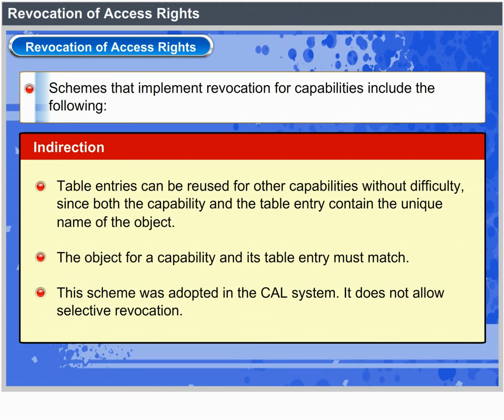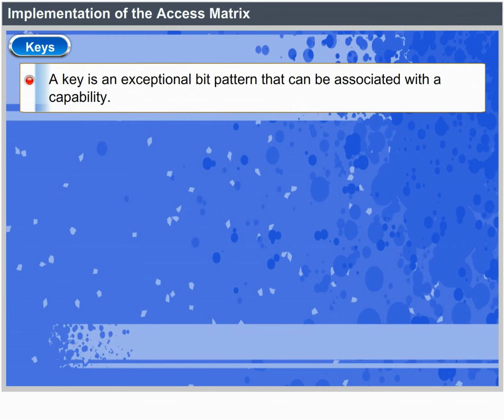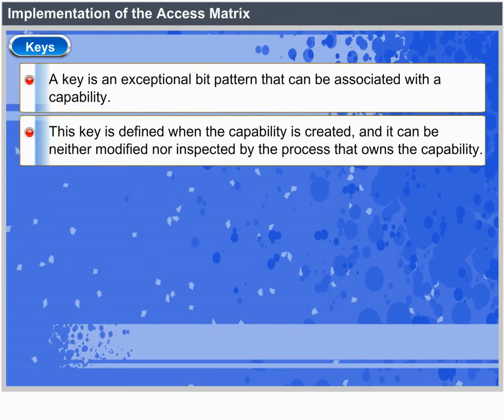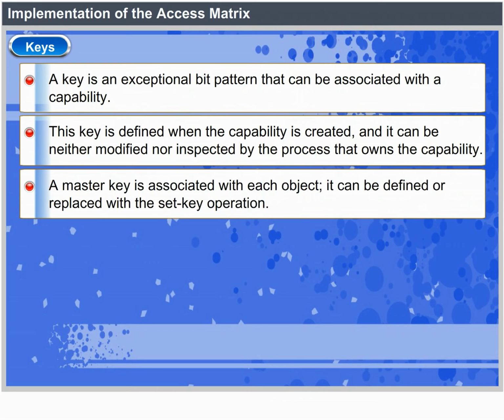Keys. A key is a unique bit pattern that can be associated with a capability. This key is defined when the capability is created, and it can be neither modified nor inspected by the process that owns the capability. A master key is associated with each object. It can be defined or replaced with the set key operation.